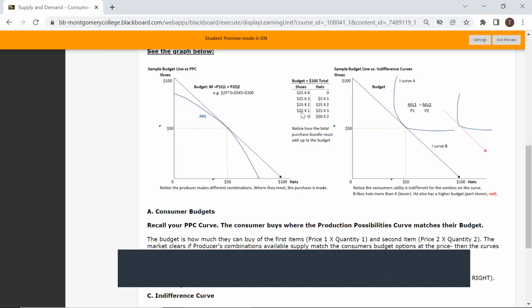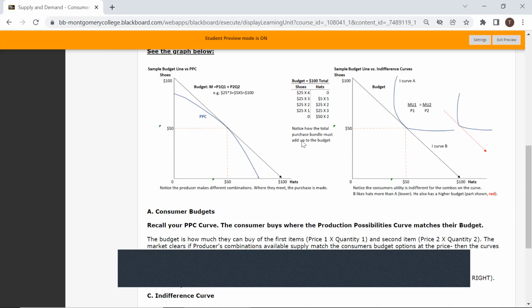You also could go for 1 shoe at $25. That would be between 0 and 50 for shoes. $25 here. 1 pair of shoes at 25. And 3 pairs of hats at 25. That would be here between 50 and 100 for hats. So you see that point is also on your budget line. 25 for shoes and 75 for hats.